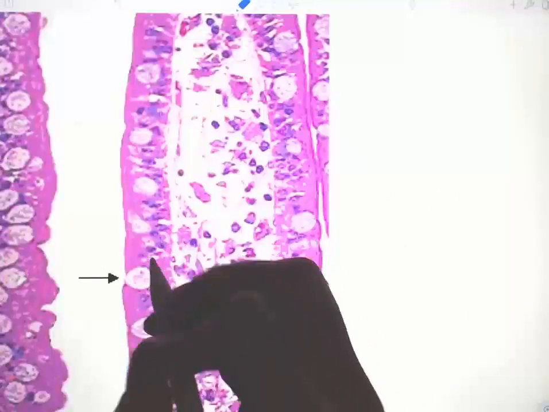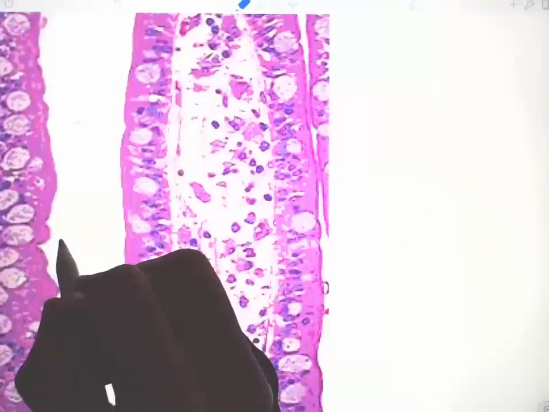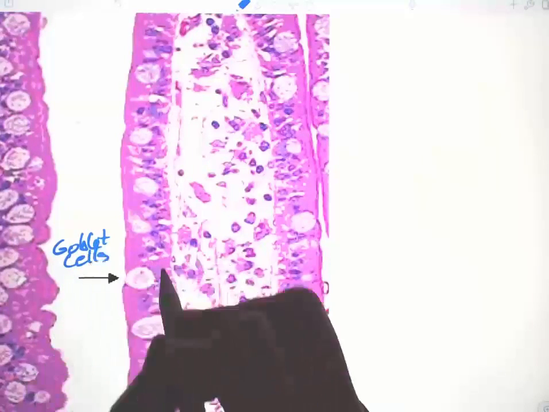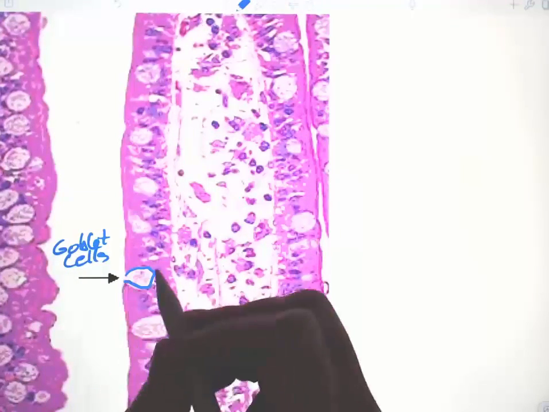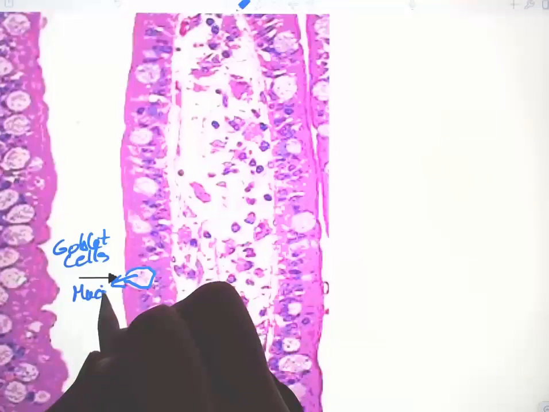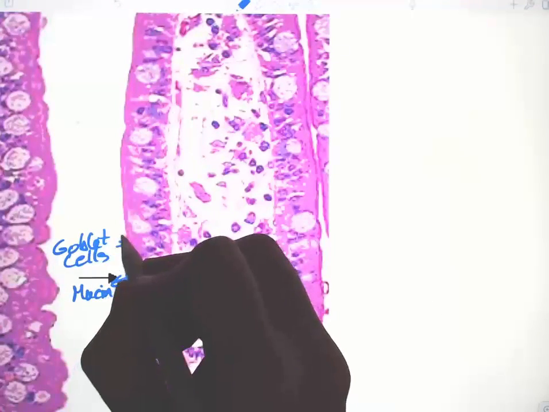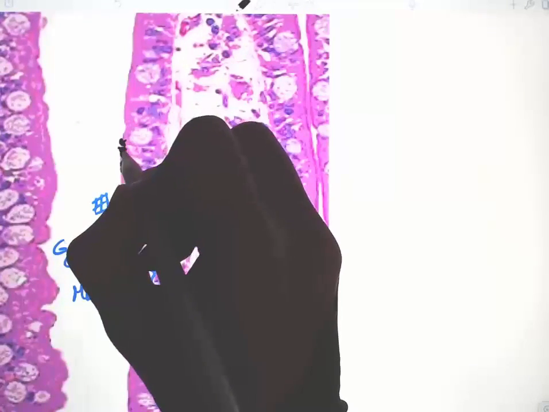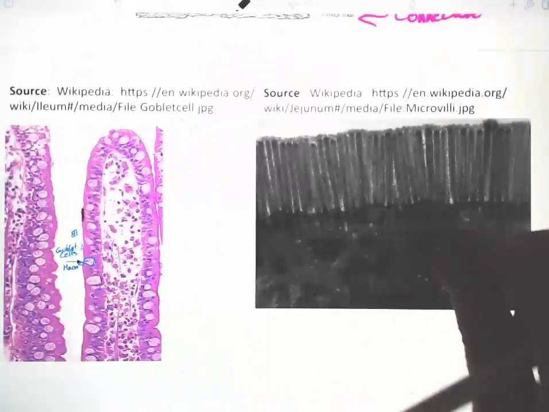So here's one with a large number of what are called goblet cells, because these look vaguely like a goblet. They're secreting mucus. The mucus is in two forms, tethered and free. There are also absorptive cells with what's called a brush border, because under high magnification it looks like a brush.